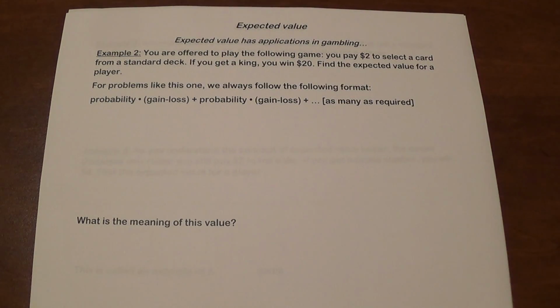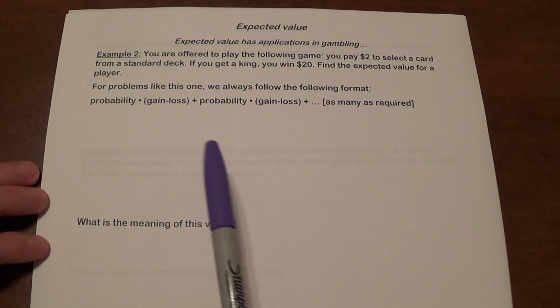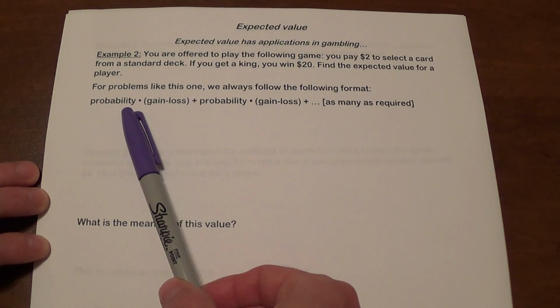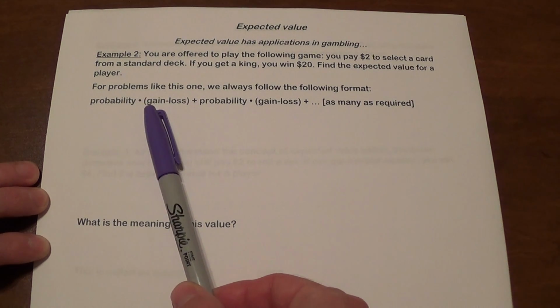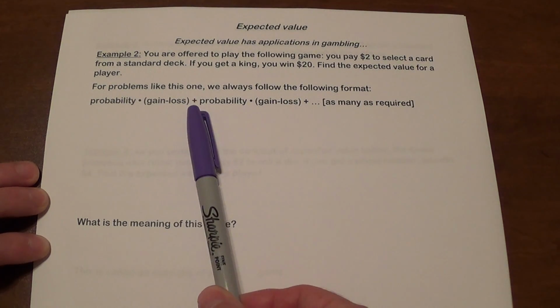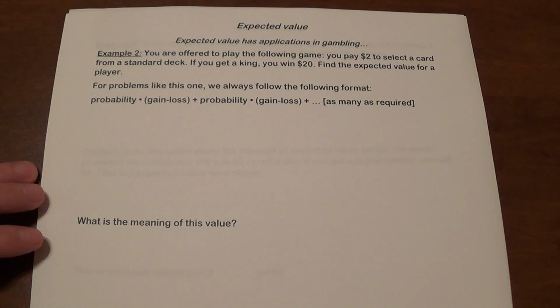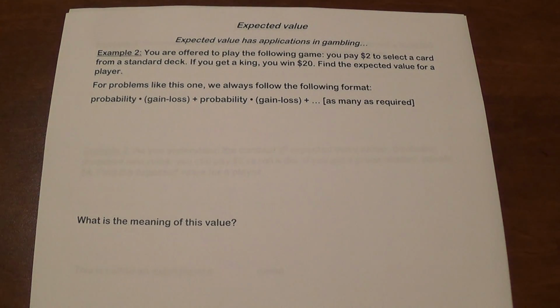So you're offered to play the following game. You pay $2 to select a card. If you get a king, you win $20. Otherwise you win nothing, and we're going to figure out the expected value for the player. Here's how we're going to set up problems like this. We take the probability of a particular outcome, and for that outcome we calculate the gain minus the loss, then plus the probability of another outcome times gain minus the loss, plus etc., as many as we're going to need.